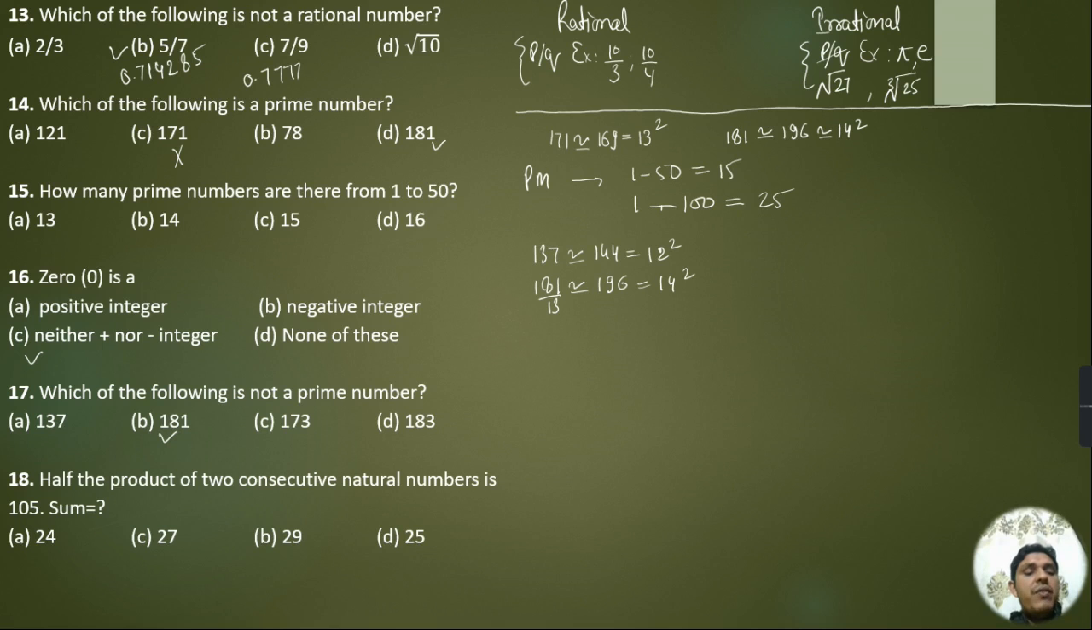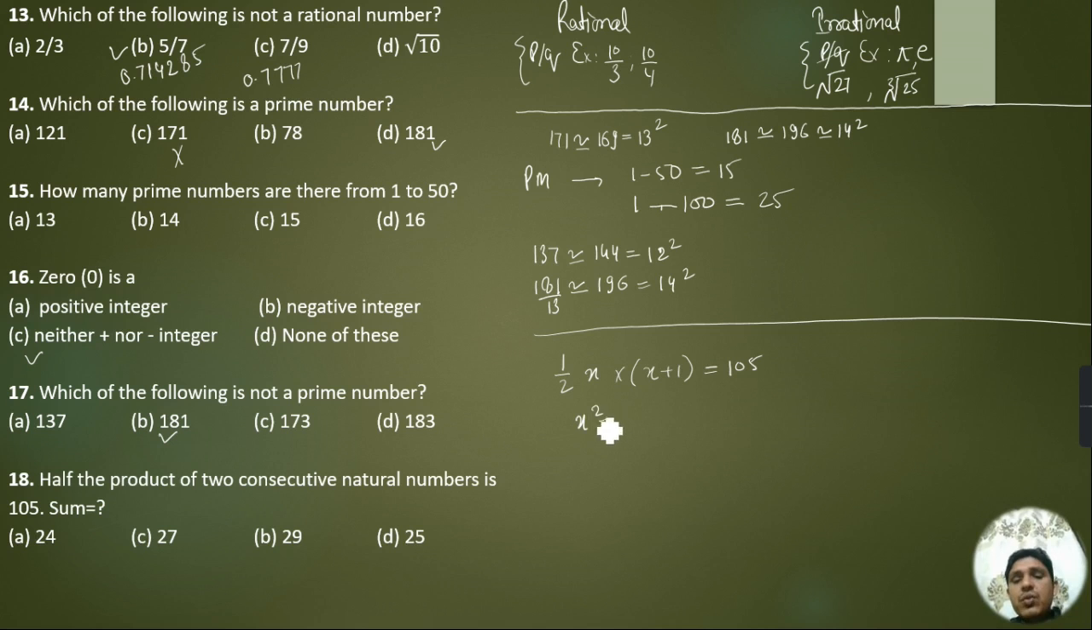Next question we have: half the product of two consecutive natural numbers is 105. The sum is? So students, the question is like half the product of two consecutive numbers. Let us suppose the first number is x and the second number is x plus 1. Half the product of two numbers is 105, then the sum is, right? So here we can make a quadratic equation like x square plus x minus 210 is equal to 0.